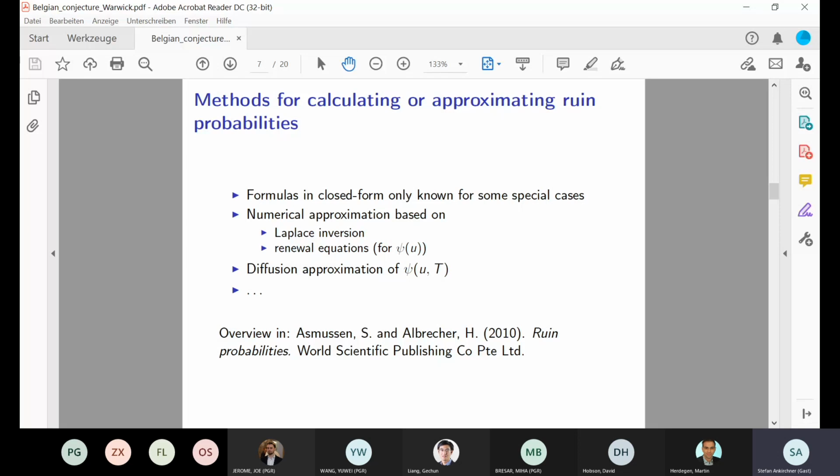One very nice example is the book by Asmussen and Albrecher. It's called Ruin Probabilities, and there they give an excellent overview of various methods. It's a mixture, of course, with also some analytical tools to get approximations or asymptotic approximations. One approximation method is based on a diffusion approximation of the risk reserve processes. These risk reserve processes are jump processes. Whenever a claim arrives, you have a downward jump.